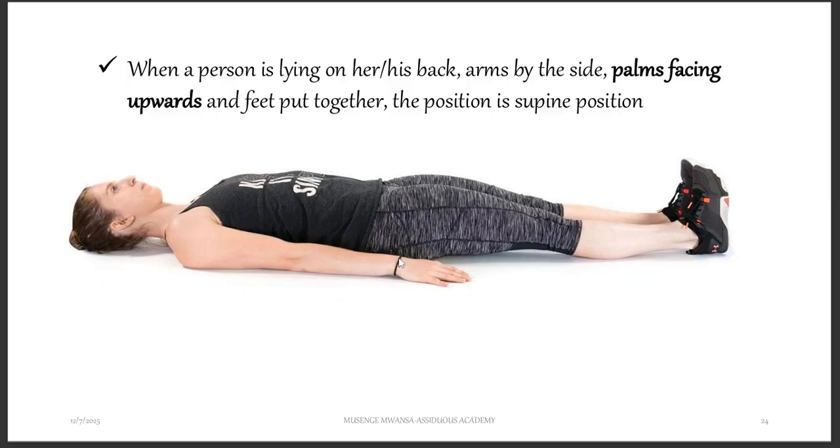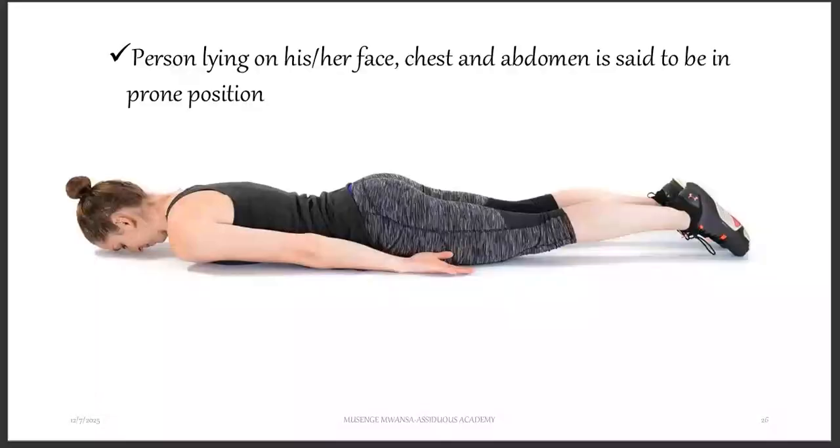And not the way this girl is, all right? The palms should be facing upwards, but you can see for this one, the palms are facing downwards. So it's basically the same as the anatomical position, but you are lying down. And then we have what we call the prone position. Prone is where you are looking down. Face down, the chest and abdomen also down like that.